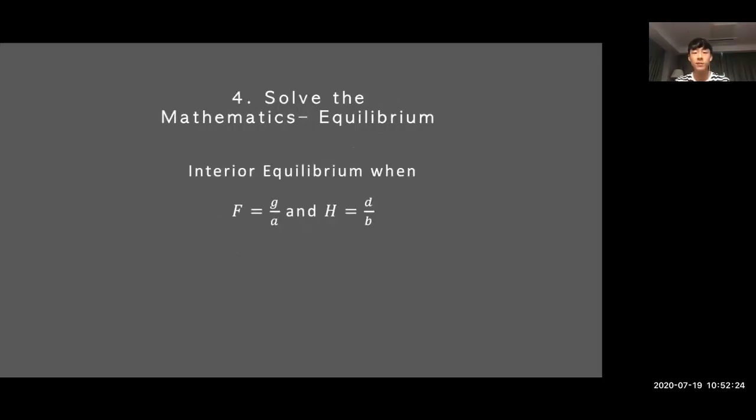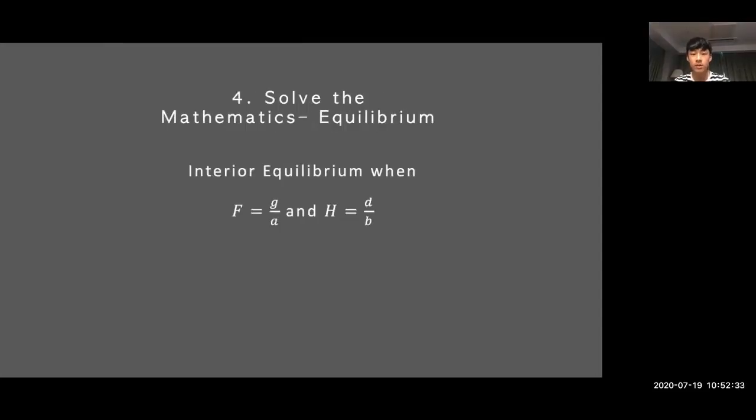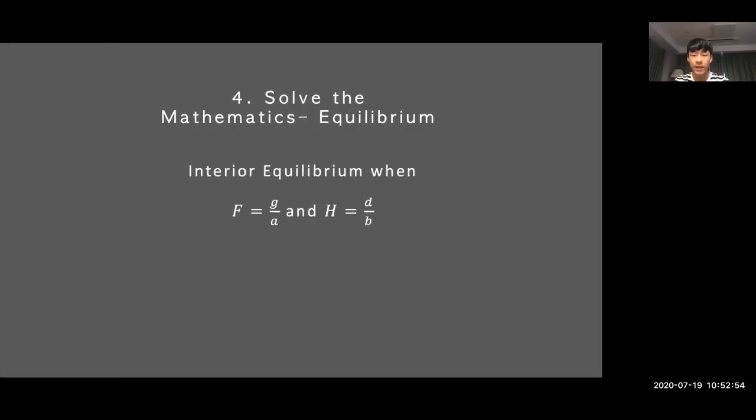And we can solve the mathematics. We could also get a solution for this differential equation here. Let's just talk about this equation we have here. We would get an interior equilibrium when F equals G over A and H equals D over B. This is because if we just plug in those values, we would get that the rate of change of M would equal 0 and the rate of change of W would equal 0 if F equals this and H equals that.